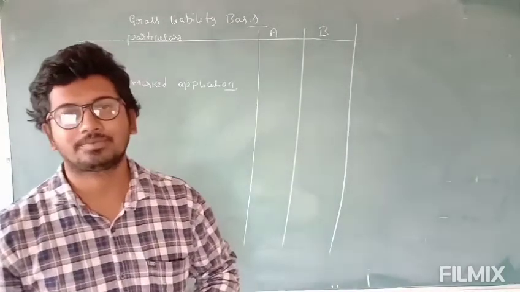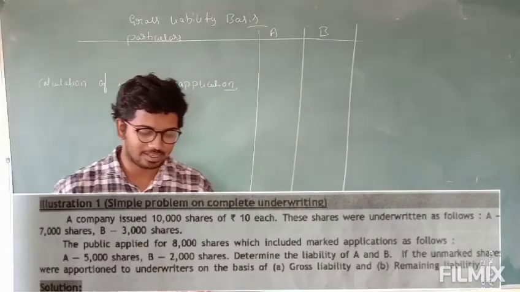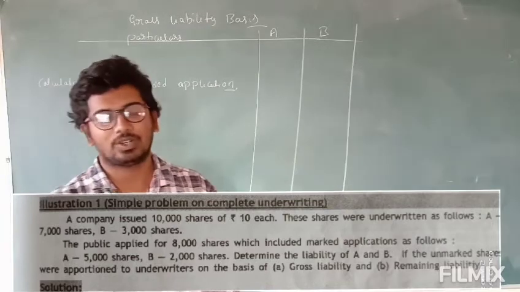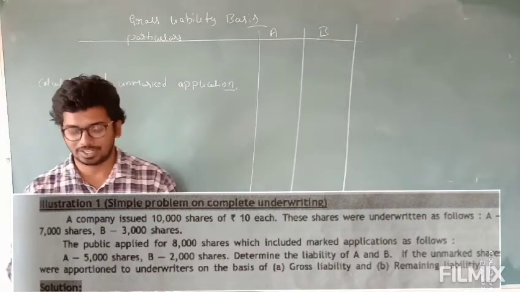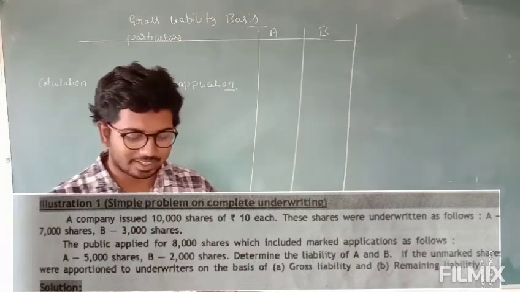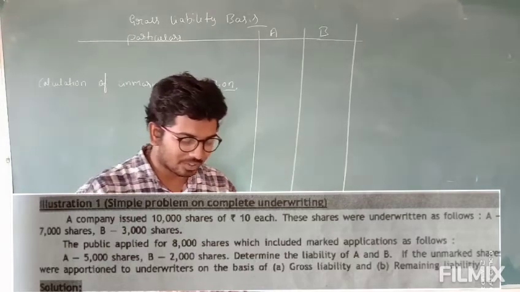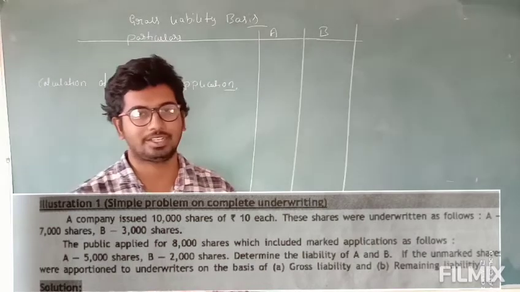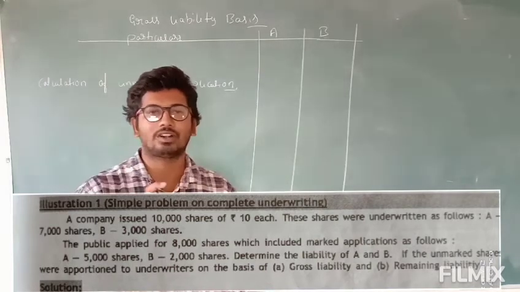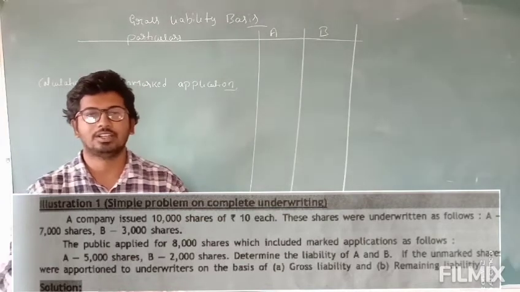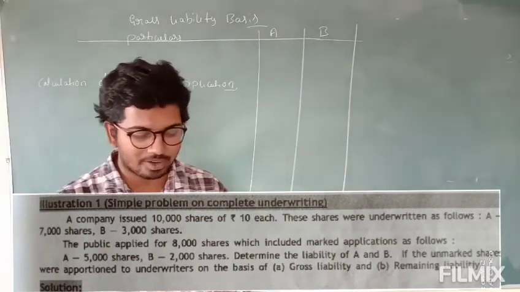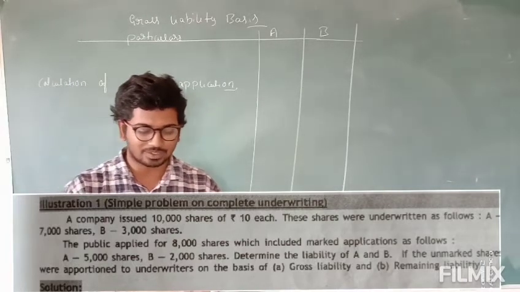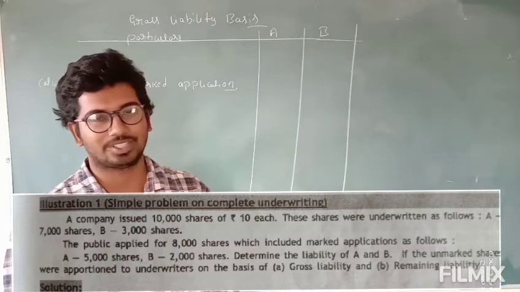So I'm reading the question. Just go through it. A company issued 10,000 shares of rupees 10 each. So the number of shares that the company issued, we have taken into account here. These shares are underwritten as follows: A 7,000 and B 3,000. That means the underwritten shares, what we call gross liability. So the allocation made to the underwriters is what we call gross liability. So gross liability is 7,000 shares for A and 3,000 shares for B.